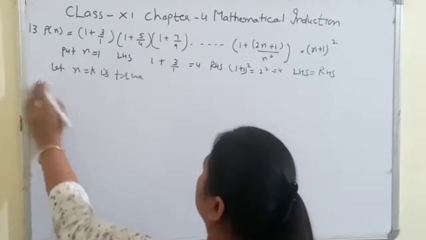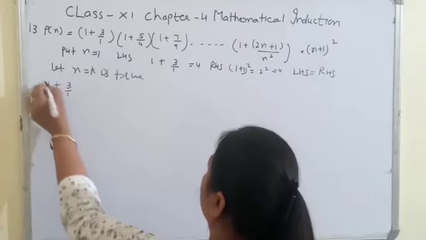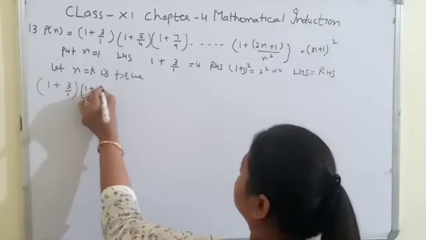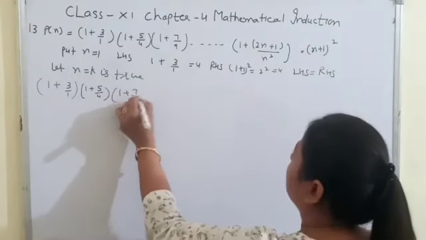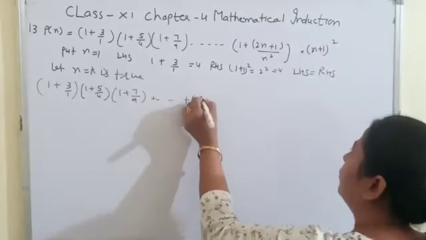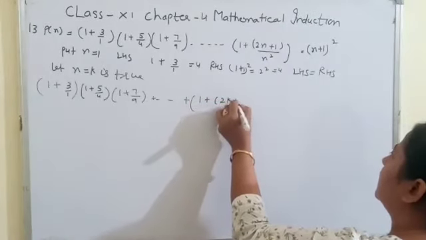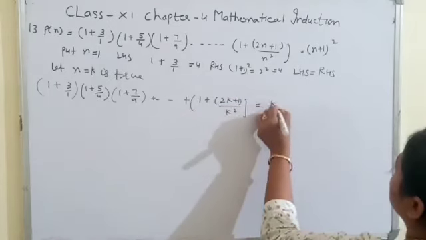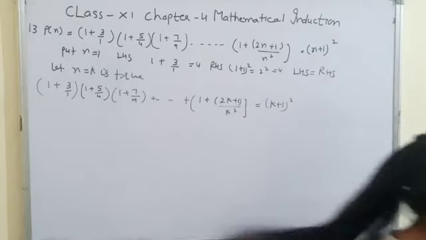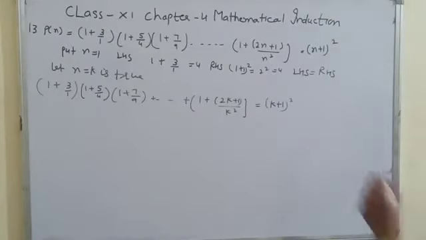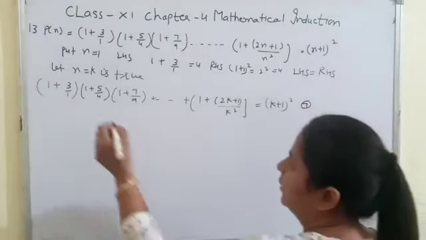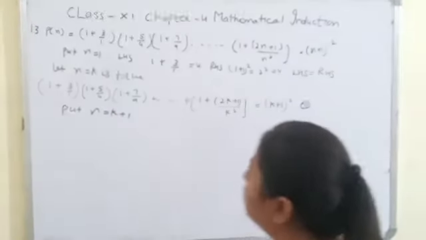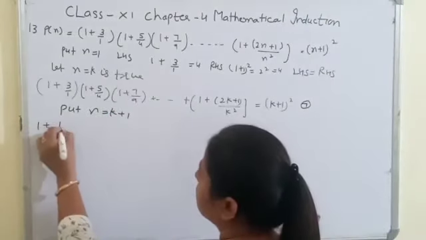Substitute the k. 1 plus 3 upon 1, 1 plus 5 by 4, 1 plus 7 by 9, and so on, 1 plus (2k plus 1) upon k square is equal to (k plus 1) whole square. This is the first. Now put n equal to k plus 1. We will put the k plus 1 here, and then we will prove it.